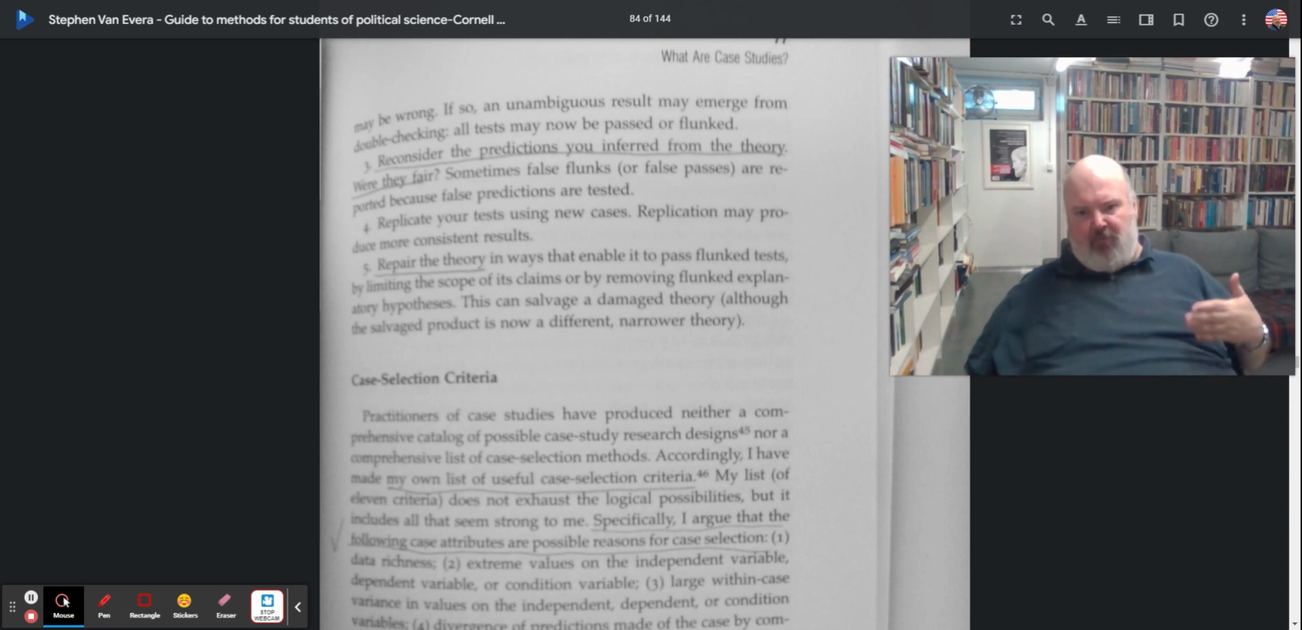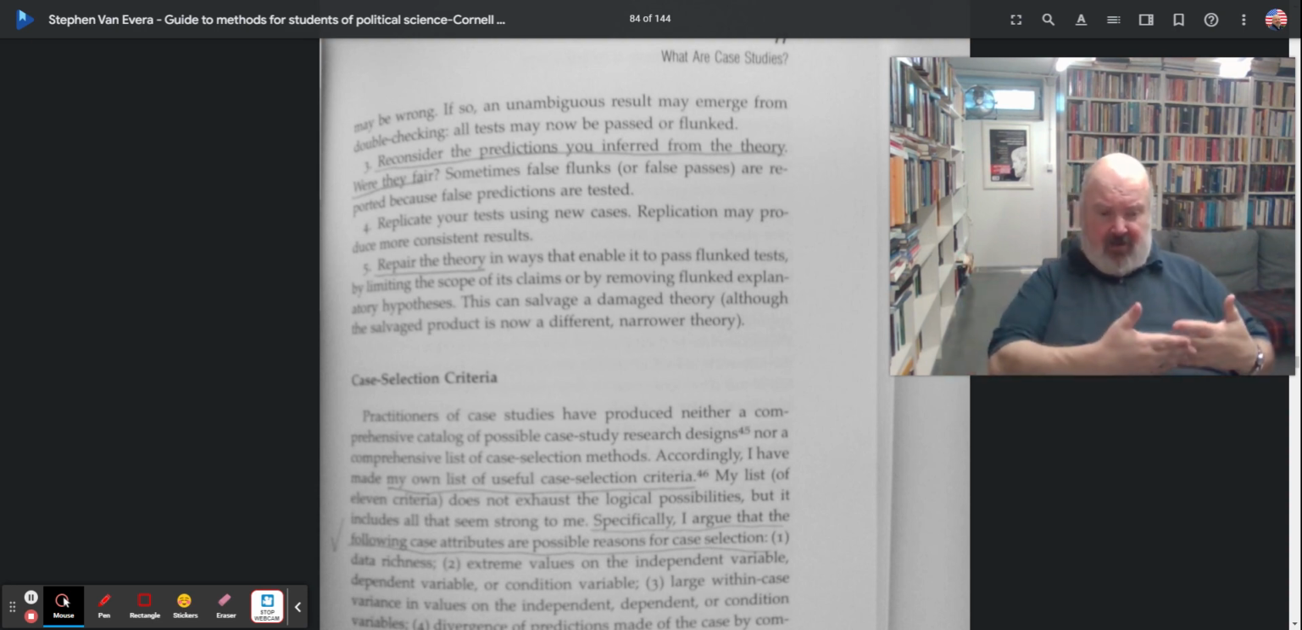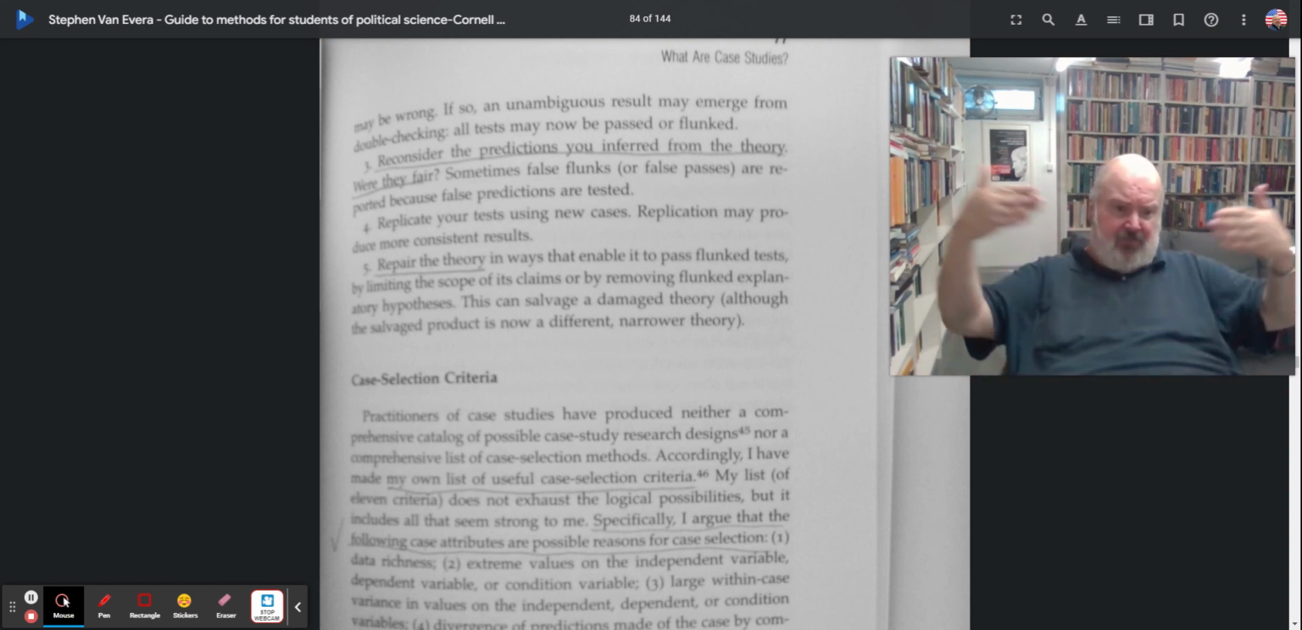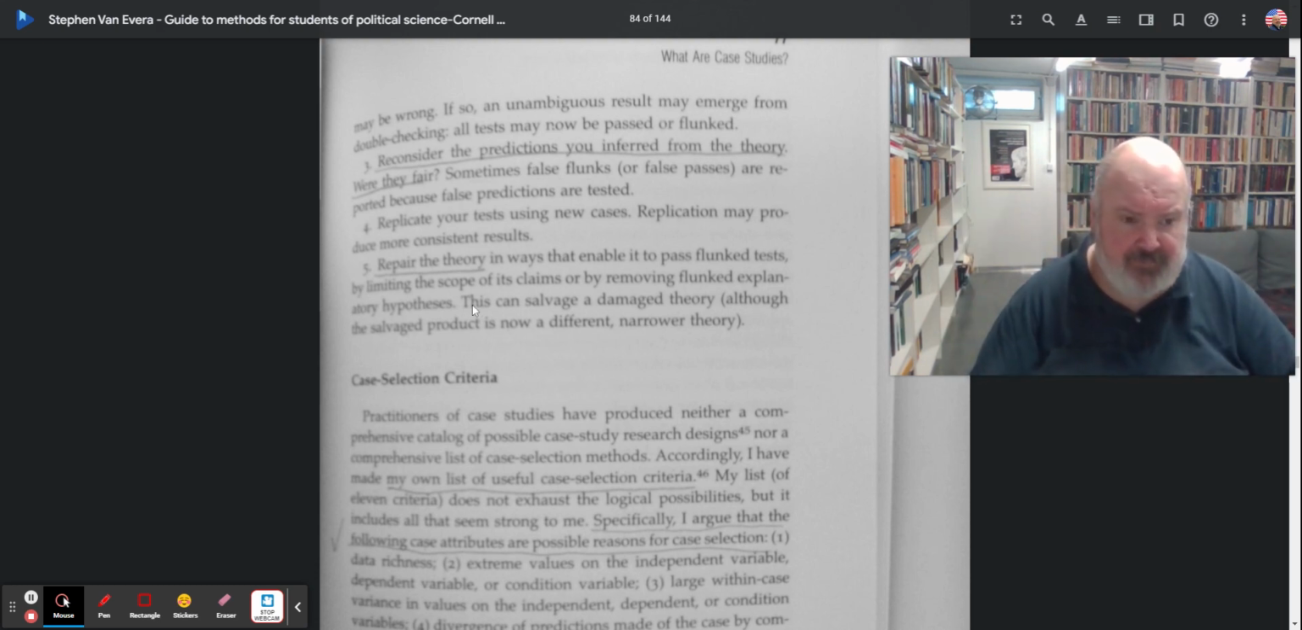Five, repair the theory in ways that enable it to pass flunked tests by limiting the scope of its claims or removing flunked explanatory hypotheses. This can salvage a damaged theory, although the salvage project is now different, i.e., a narrower theory. In other words, it's a different theory. It's not the same thing. You salvaged it, it works, but it's not the bigger theory, it's not the wider theory, it's a more narrow theory. Okay?